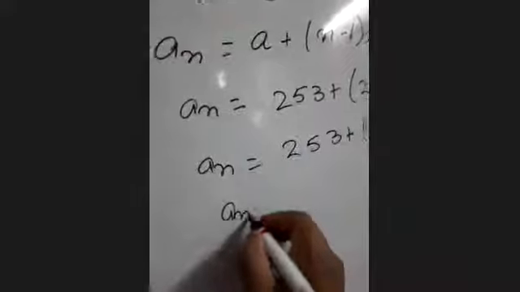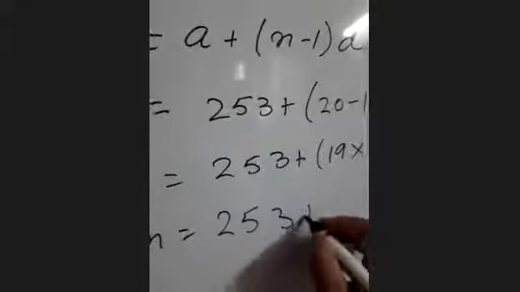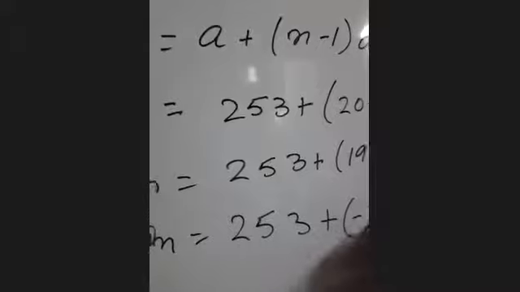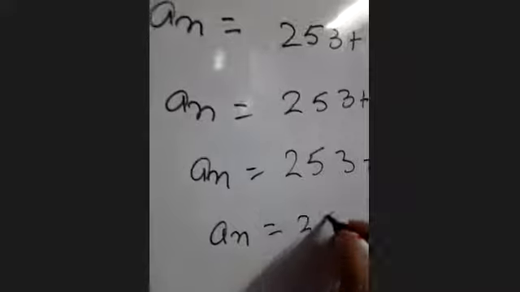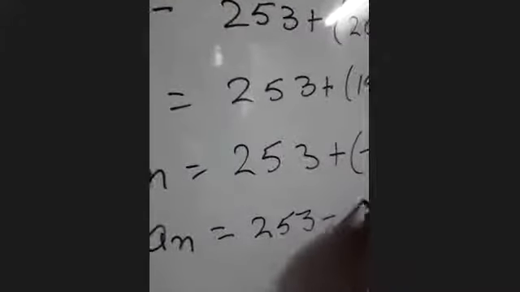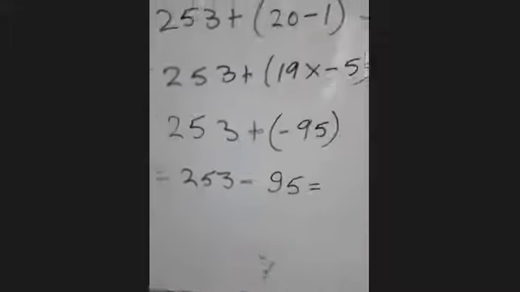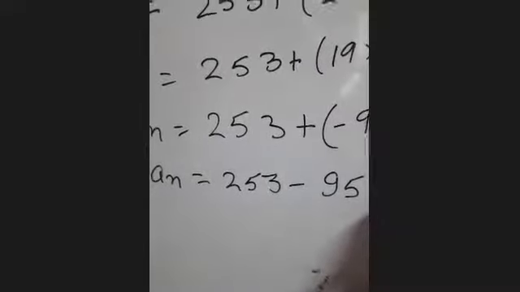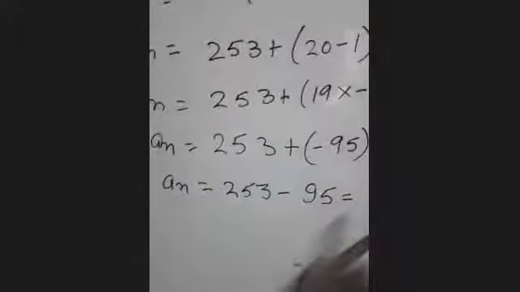Now An equals 253 plus 19 into minus 5, which is minus 95. So An will be 253 minus 95. We need to subtract 95 from 253. So that will be 158. So we have An as 158.